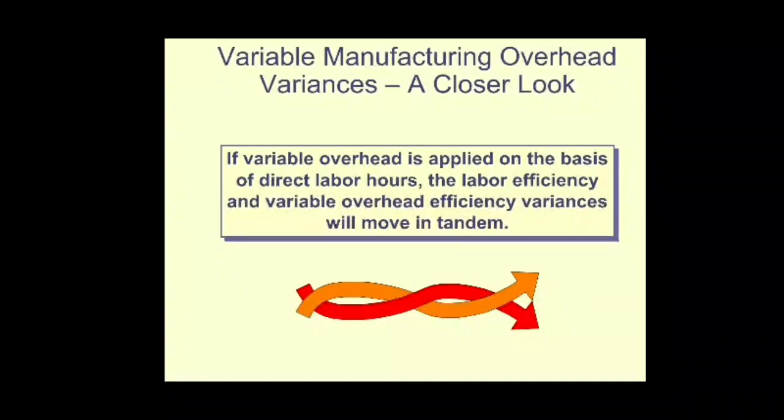So let's see the slide here. If variable overhead is applied on the basis of direct labor hours, the labor efficiency and variable overhead efficiency variances will move in tandem because the basis is the same. So this is just to inform you about that.